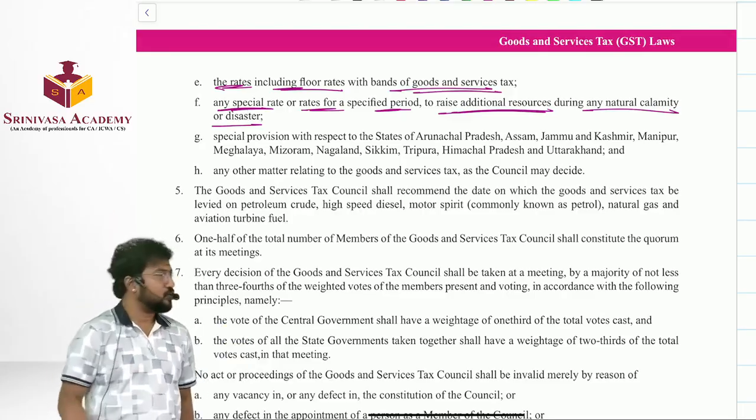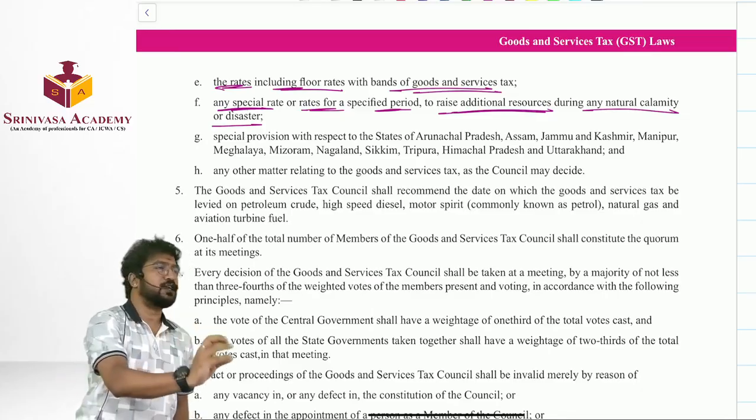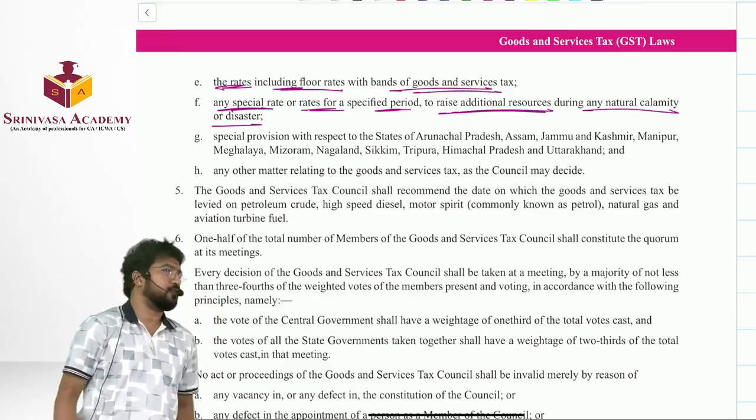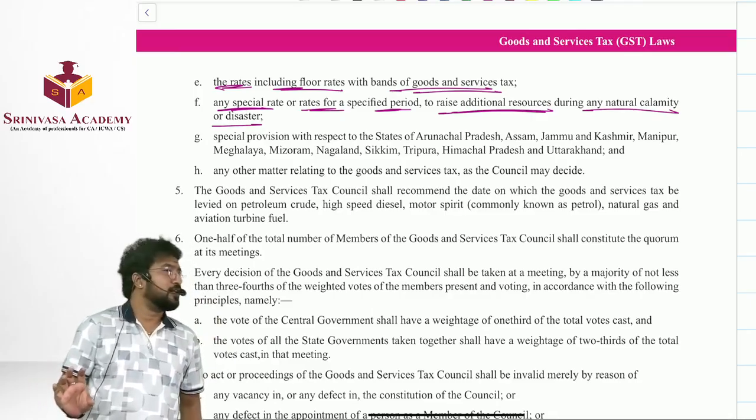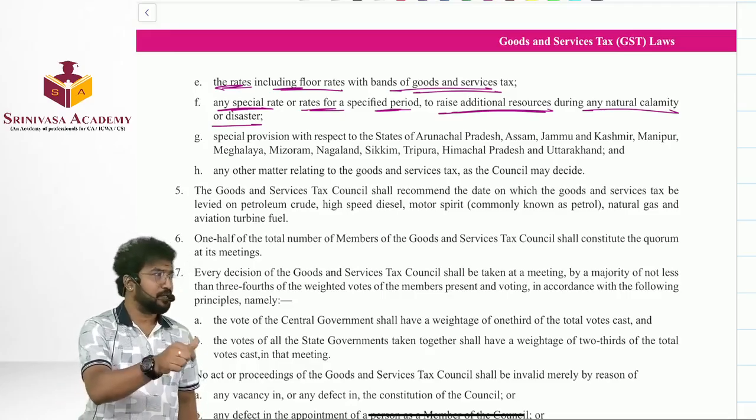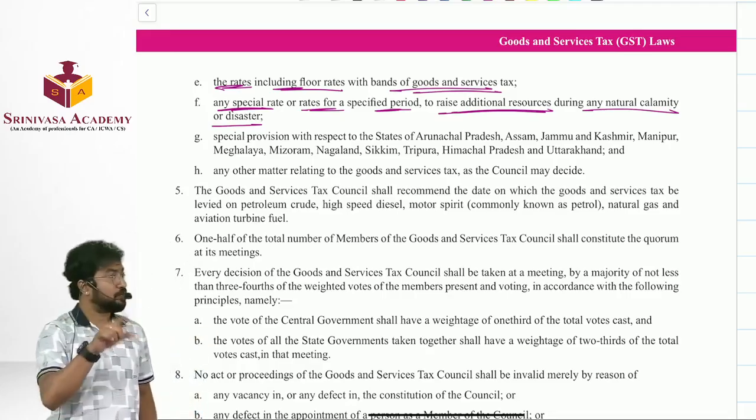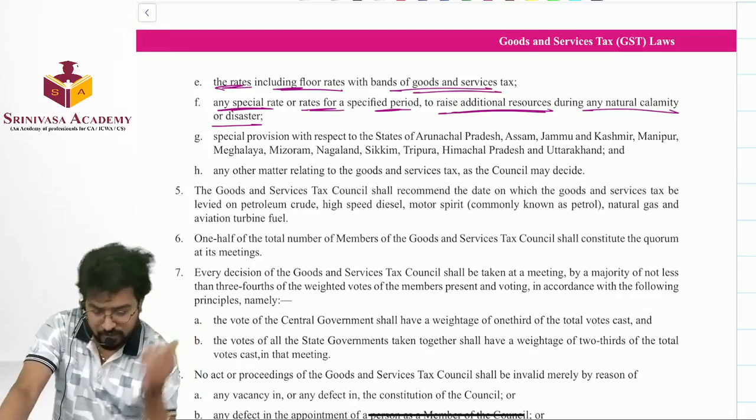Okay, those things the GST Council can discuss. Imagine 2026 a tsunami came one more time. Okay, tsunami returns. Then the government can announce a tsunami cess of 0.5% extra apart from GST. Those decisions they can take. Okay. Next, what is the next one?